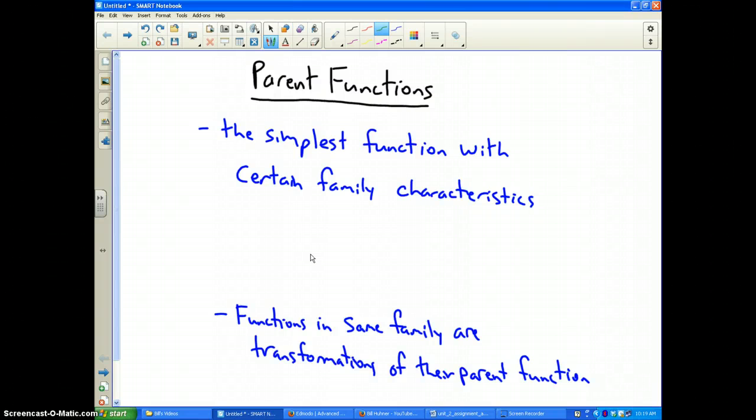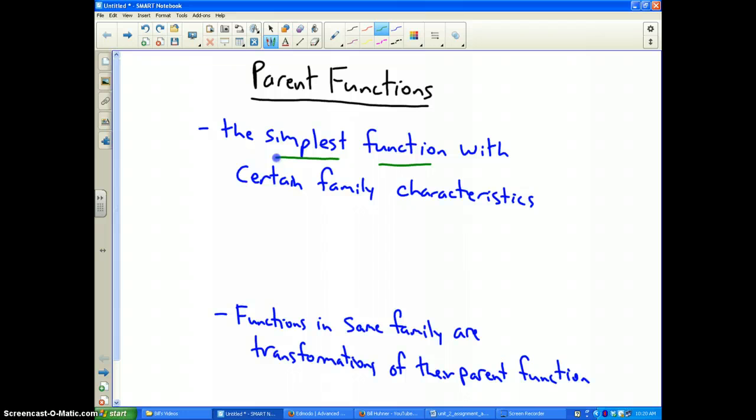This short video is on parent functions. Parent functions are going to be something we're going to talk about all year long in every unit of study that we do within this course. So if you'd like to pause the video and write down the notes I have so far, please do so. But a parent function is basically the simplest function with certain family characteristics.